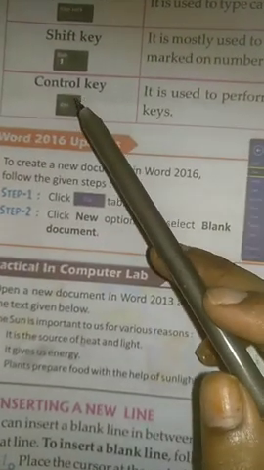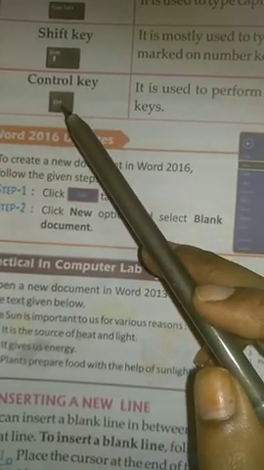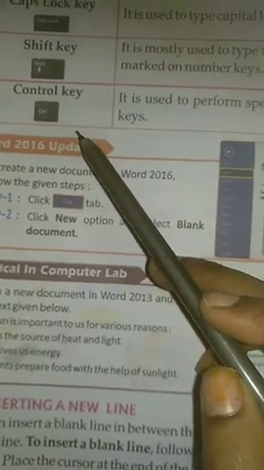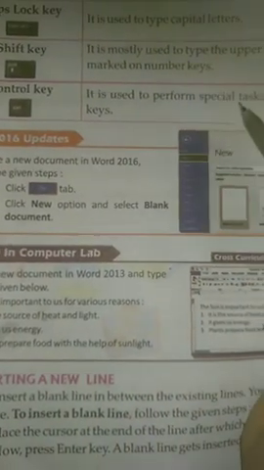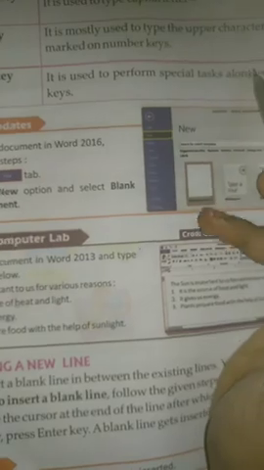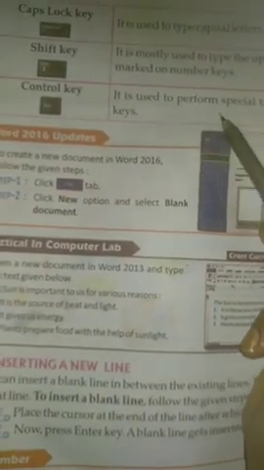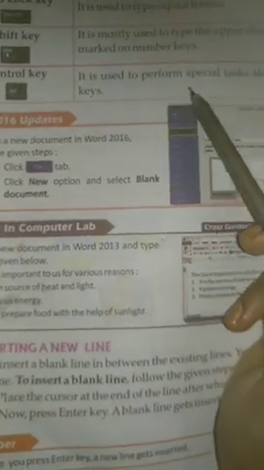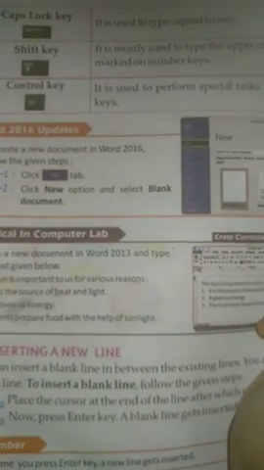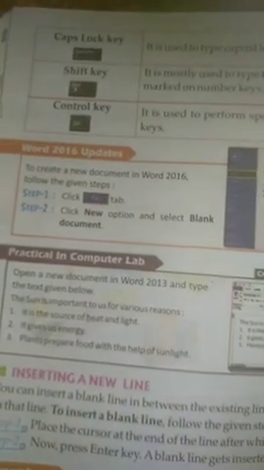Now the control key, in short we can write it as CTRL. The control key is used to perform special tasks along with other keys. Okay, the control key is used to perform a special task along with other keys.